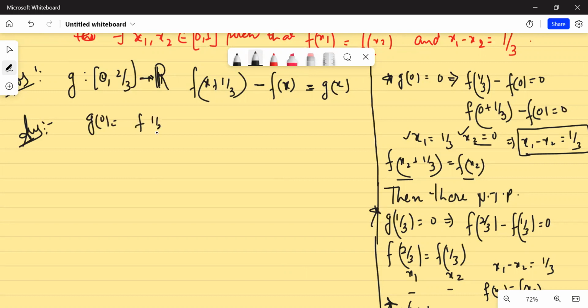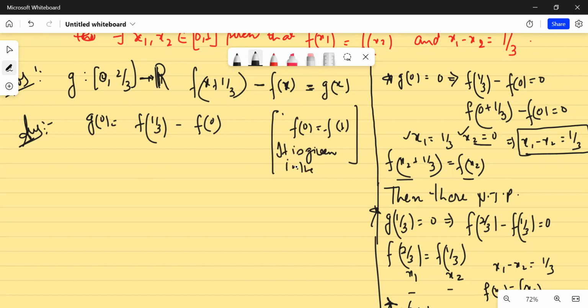It is equal to f of 1 by 3 minus f of 0, right? And note that it is given that f of 0 is equal to f of 1. It is given in the question itself, right? Is that clear to you? Yes. Okay, so it is given in the question itself that f of 0 is equal to f of 1.